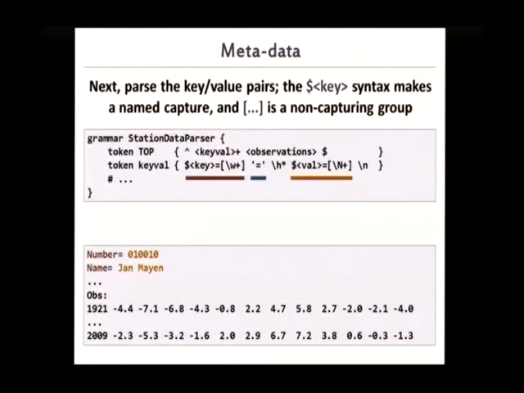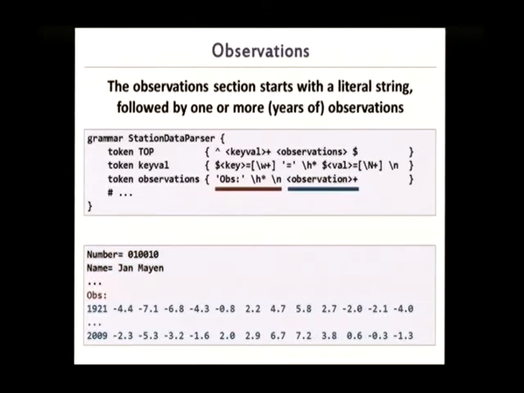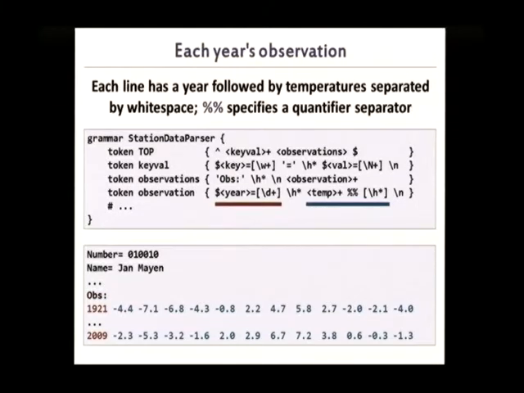That basically is going to let us parse the keys and values. Now, what next? Observations. That's the text obs. Potentially some white space. The files are not entirely consistent. And then at least one observation. And an observation? What's an observation? Well, it's a year, that's a bunch of digits, some white space, and this is cute. This is one or more temperatures, and this modulo thing here means separated by. So it takes the previous quantifier, the plus, and it says between them there should be this. Okay, so basically a bunch of numbers separated by white space.